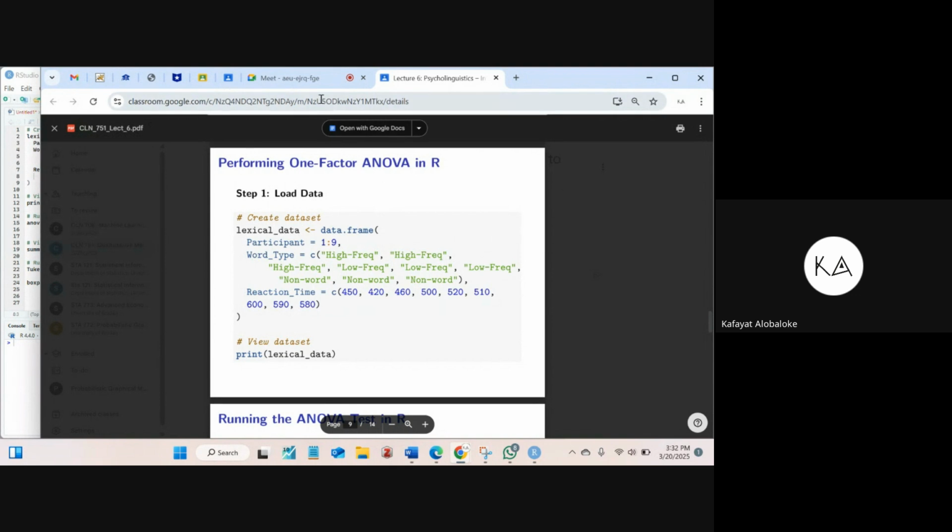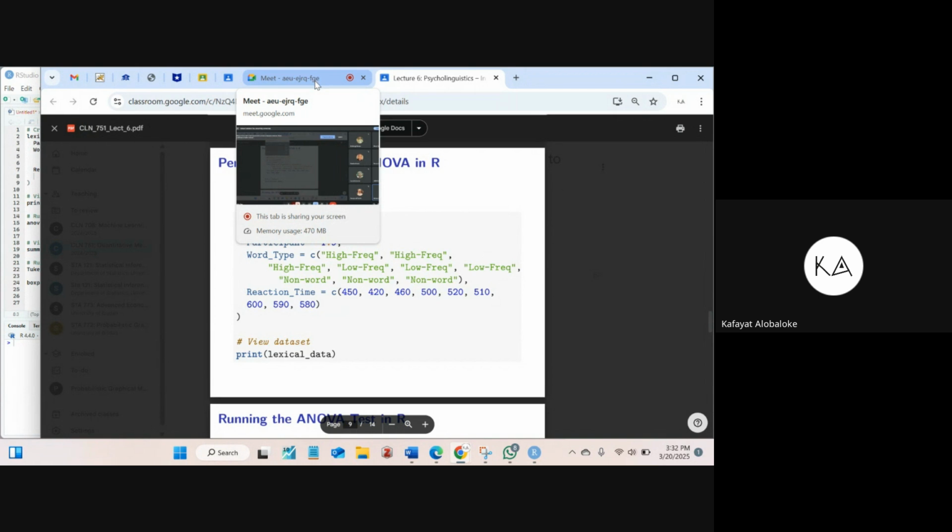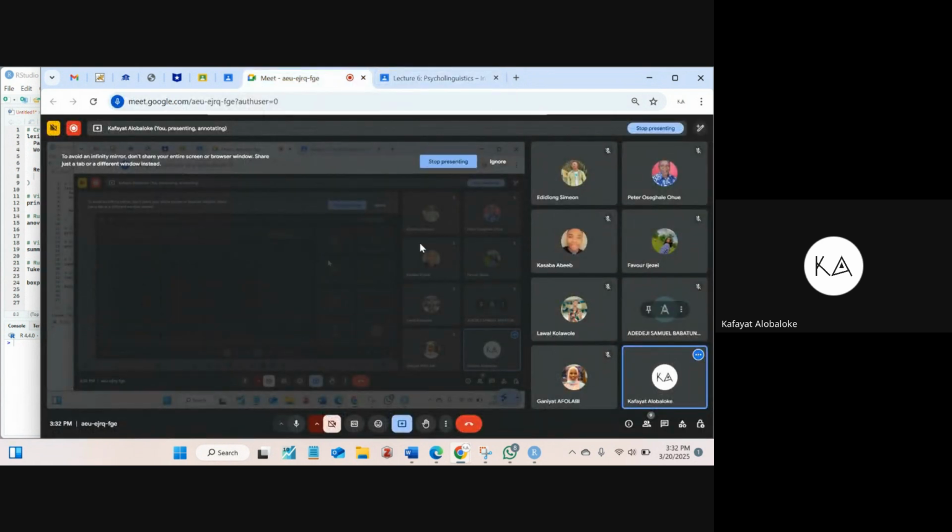How many of us have our laptops and can follow me with these codes? Is anybody running this with me on the laptop? Hello? Okay, nobody is joining with the laptop.